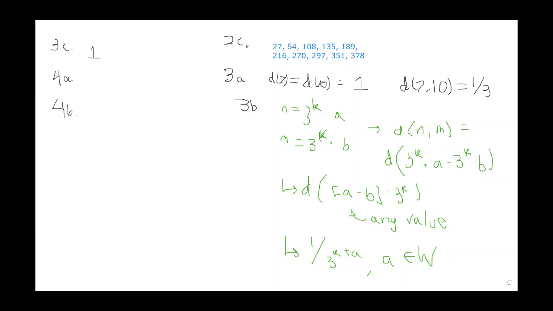So 4A, show two inequalities about distances. And here, notice that we're looking at distances between pairs of 3 points. So for the first inequality, we're looking at the distance between 17 and 51. What we're trying to show is the triangle inequality, right? That the distance between 17 and 51 is less than or equal to the distance between 17 and 34 plus the distance between 34 and 51. Same thing for the second inequality. We're also trying to show the triangle inequality for 17, 68 and 95.